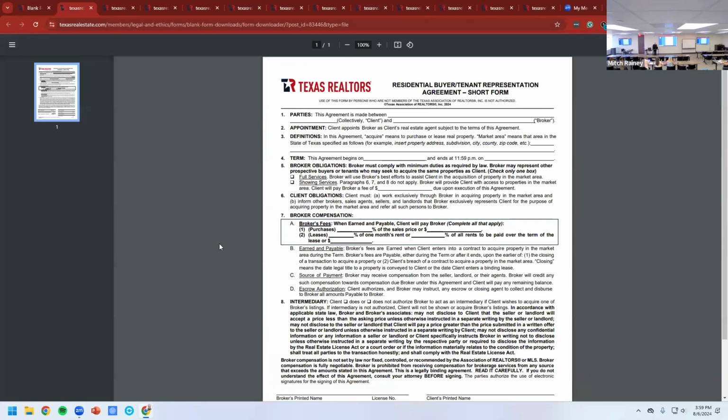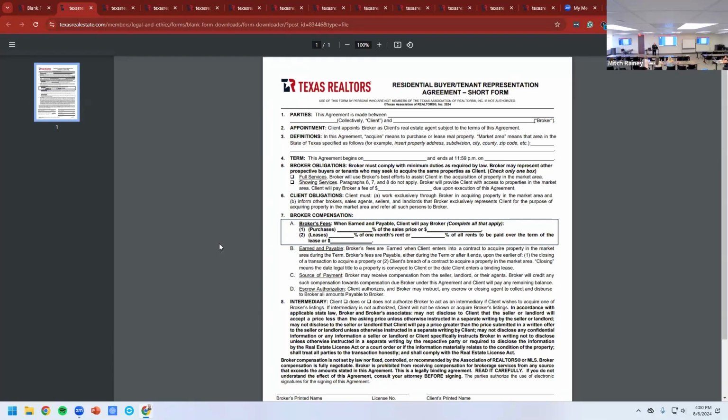I think we're going to use more of the broker-to-broker, because I really feel like sellers are still going to be offering compensation. And the listing agents I've talked to since this change, 6/24, people are still offering it.